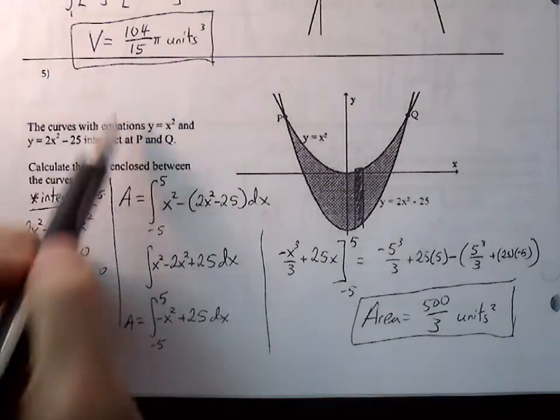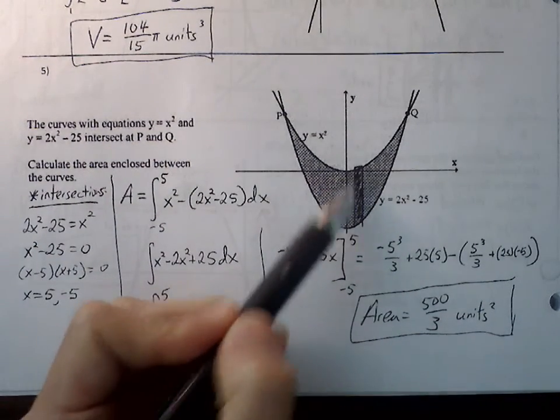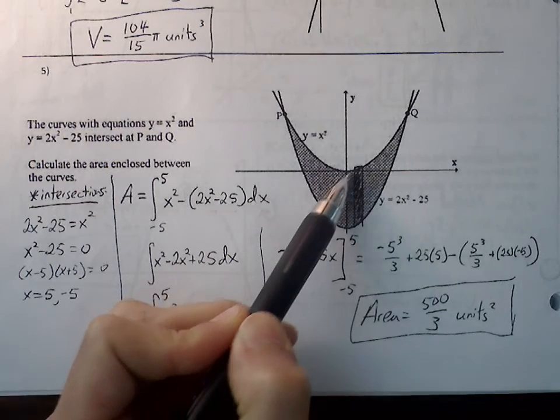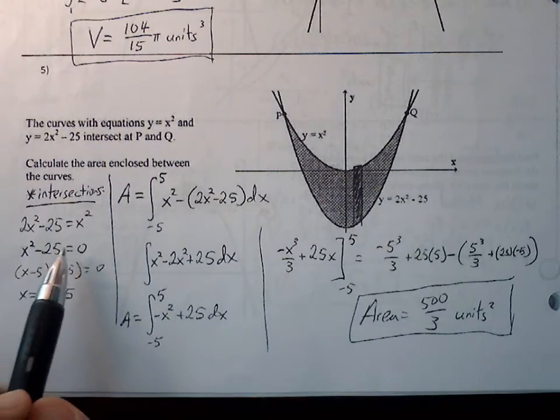All right, number 5, it's just asking for the area. So area, there's no rotation. We just simply do top minus bottom of our shaded region. So the top is sitting on the x squared. The bottom is sitting at the 2x squared minus 25.